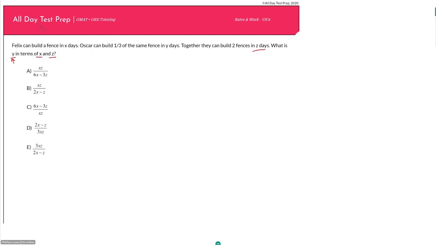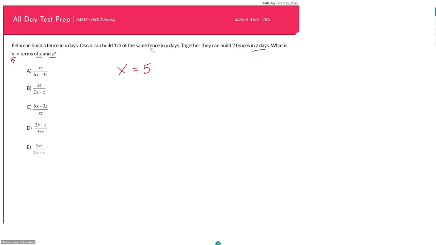And so when I choose numbers, so Felix can build a fence in, let's say, 5 days. And so we'll say X is equal to 5. And when I am choosing my numbers, I star them, I box them off, because I'm going to have to retrieve them later and plug them in here. And I'm going to have to remember what those numbers are. And sometimes it is easy to forget, as we will see here.